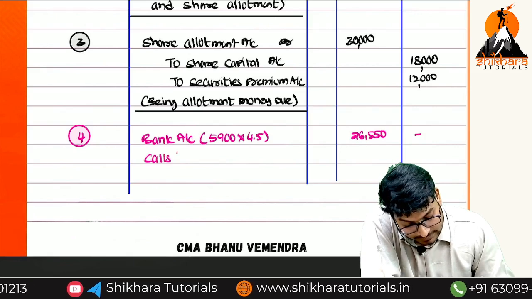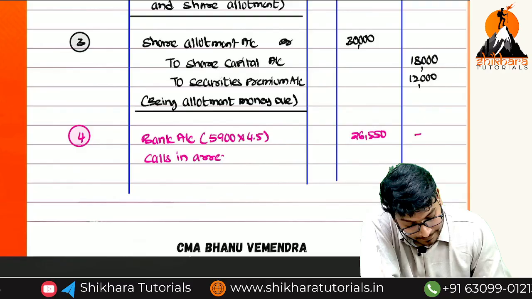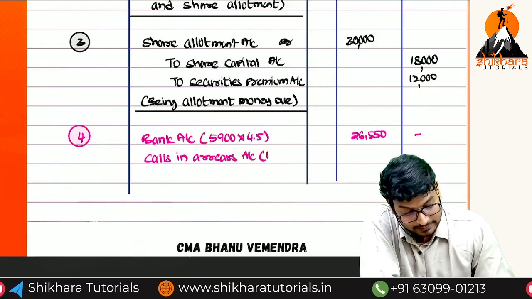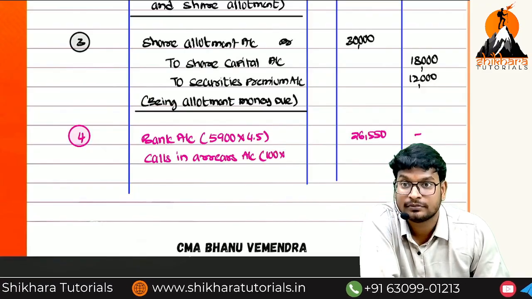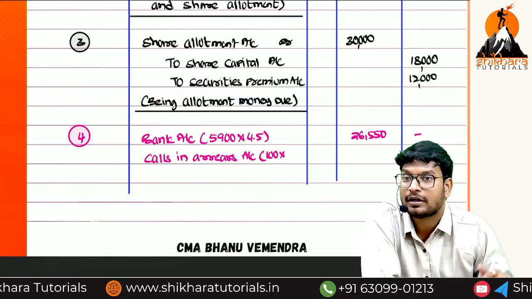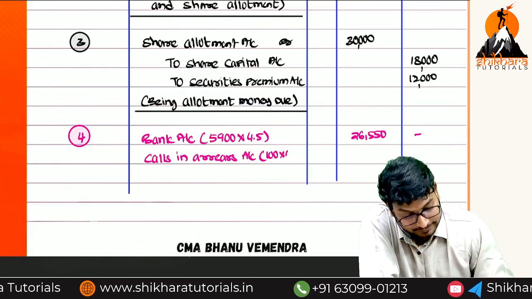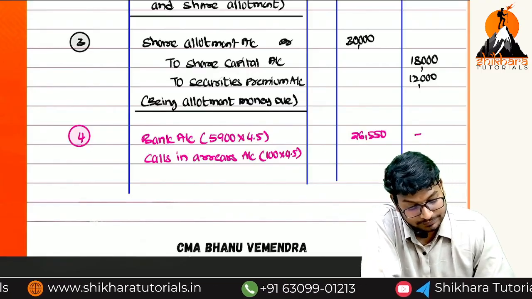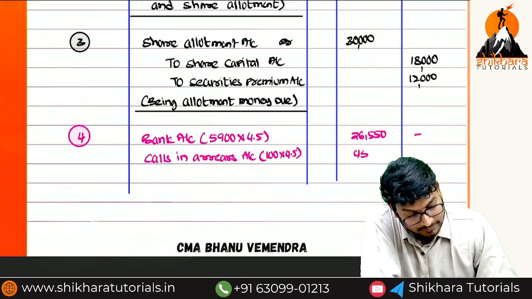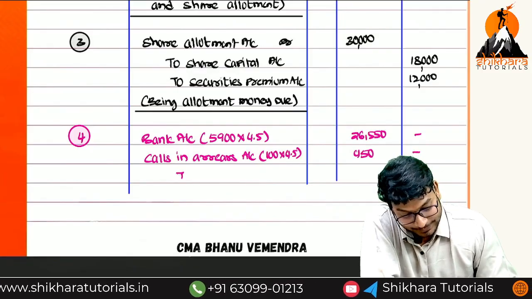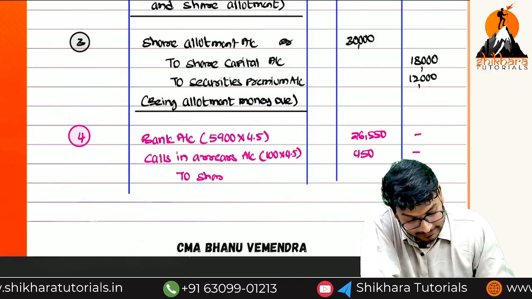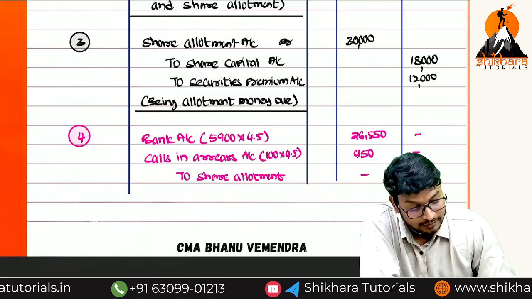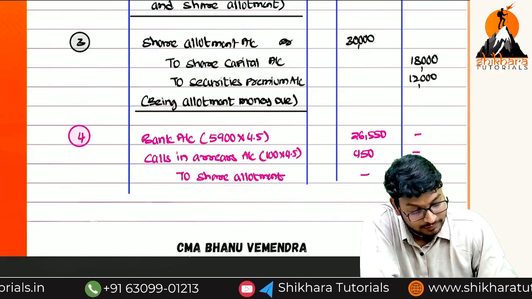So calls in arrears account on how many shares? 100 into how much we have to receive? 0.5 received. How much we need to receive? 4.5. Okay? That is equal to how much? Share allotment. That is equal to how much? 27,000.